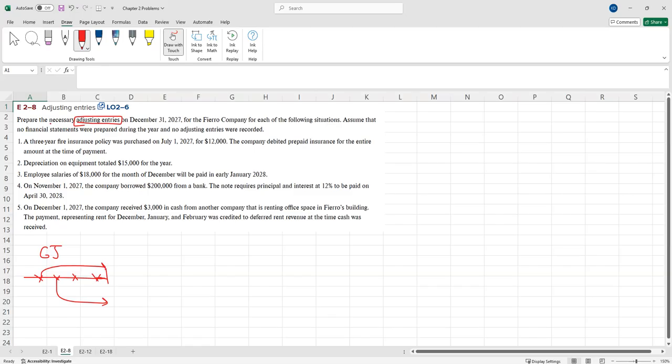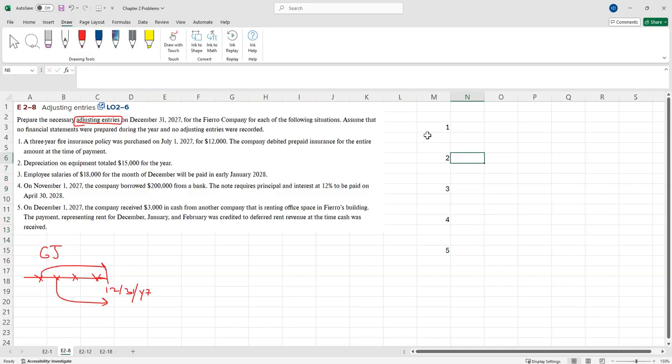So they're saying, can you please prepare the adjusting entries at December 31st, year 7. Assume no financial statements were prepared during the year and no adjusting entries were recorded. Okay, so we essentially have 1, 2, 3, 4, 5 AJEs to make.